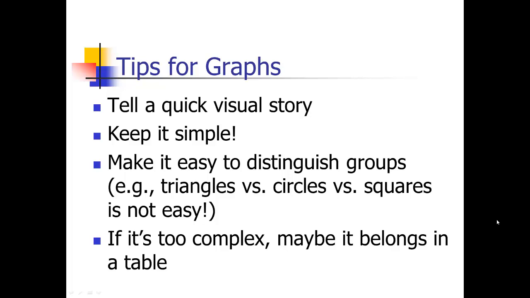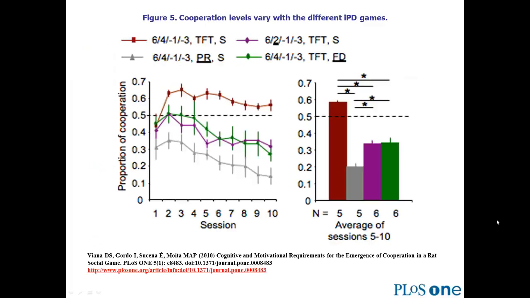Sometimes it's really nice to put a circle as your plotting symbol and put a C for control inside that circle, or T for treatment, so that it's easy for the reader to guess, well, C must be control, T must be treatment. Do something that makes it easier for the reader. Use colors. And keep in mind that if your graph is coming out too complex, maybe that data actually belongs in a table. I'll give you a couple of examples where I think they tried to put too much in a graph. So here's an example.